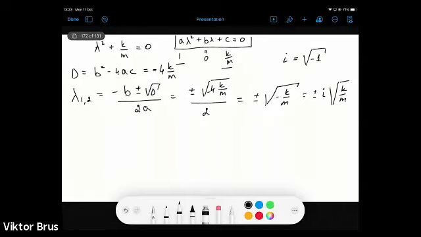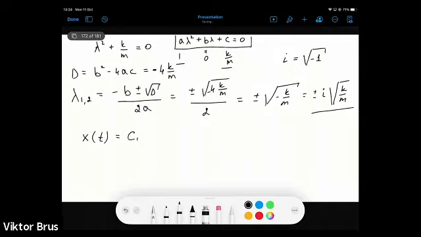So according to these rules for solving second order linear differential equations, if the solution of the characteristic equation is a complex solution, then the form of the function which will satisfy our differential equation as a solution should be the following. So x as a function of t should be given in the following form.